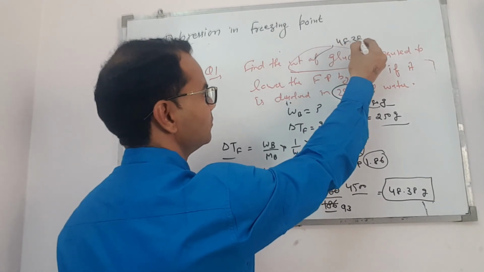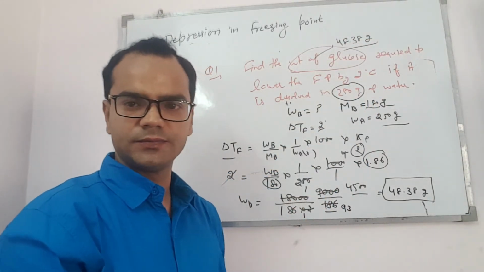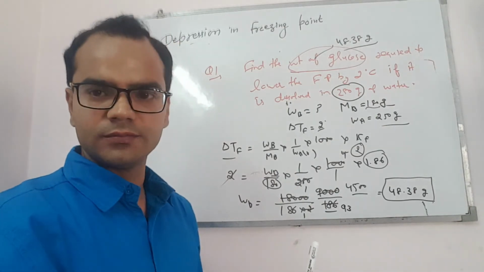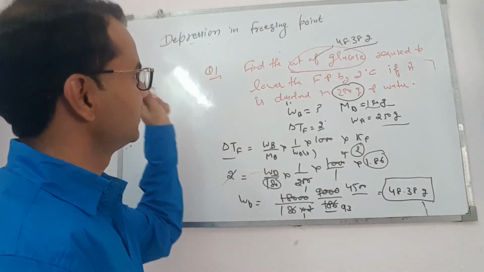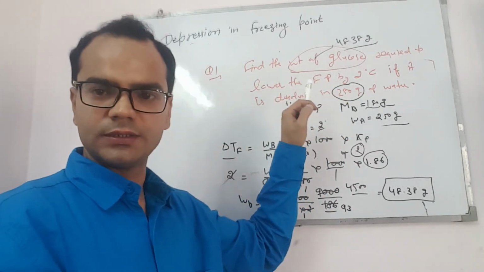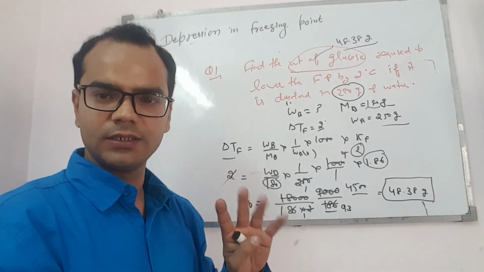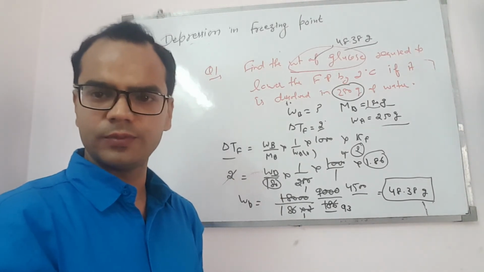So what is the weight of glucose required? 48.38 gram. These kind of numericals are asked in CBSE final paper. Clear? This is our third colligative property, depression in freezing point. In next lecture, we will discuss our fourth colligative property, that is osmotic pressure.